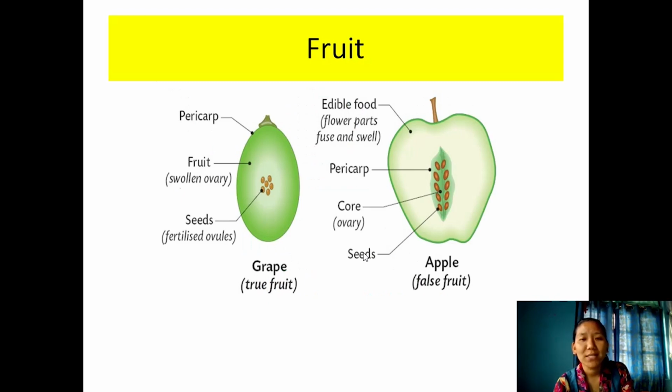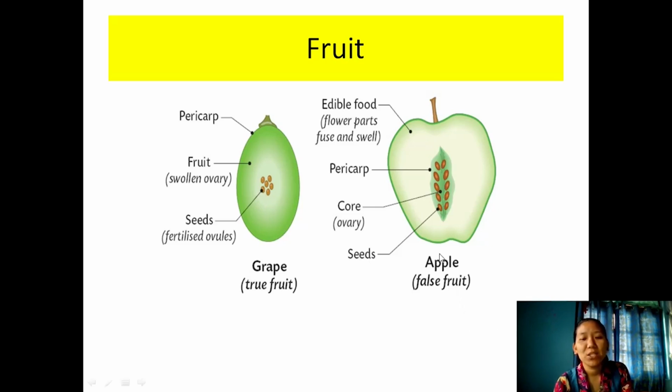Now next is fruit. After fertilization, you get a fruit, and the fruit will contain the seeds. Usually, it is the ovary wall which develops into fruit. And if a structure other than the ovary also develops into fruit, then we call such a fruit a false fruit.